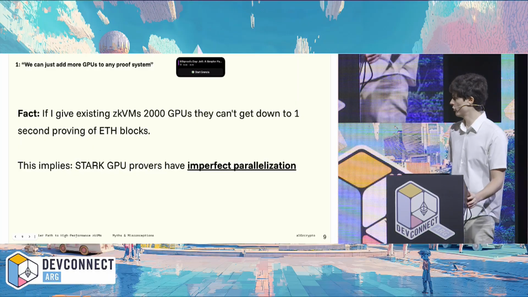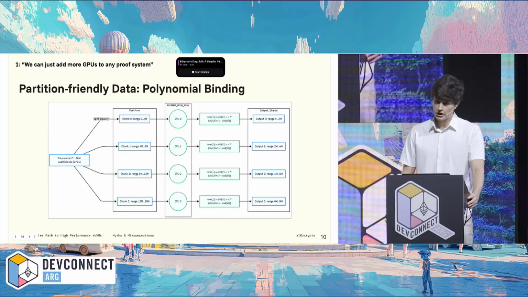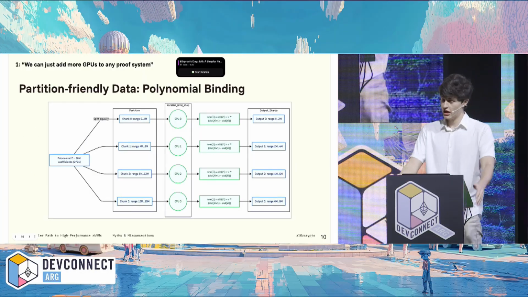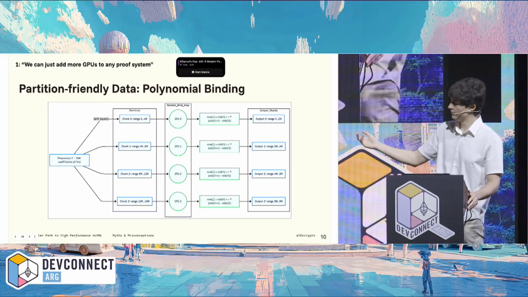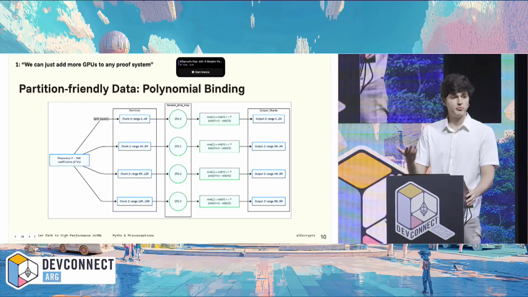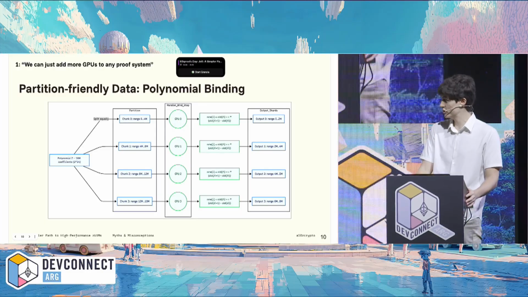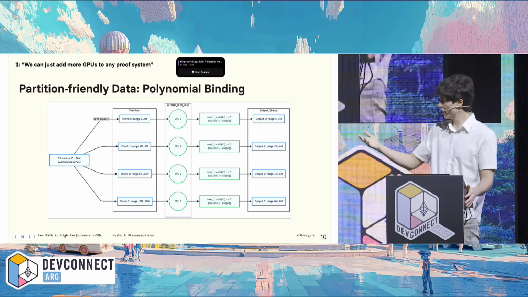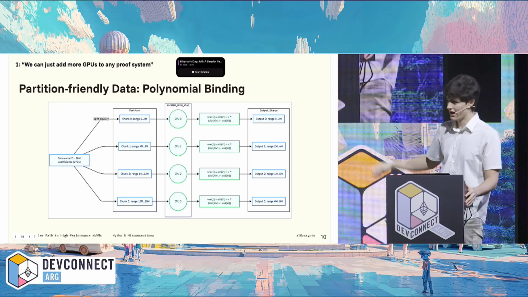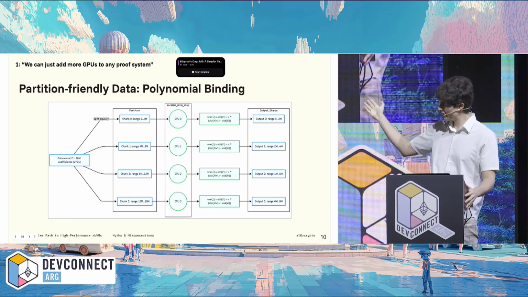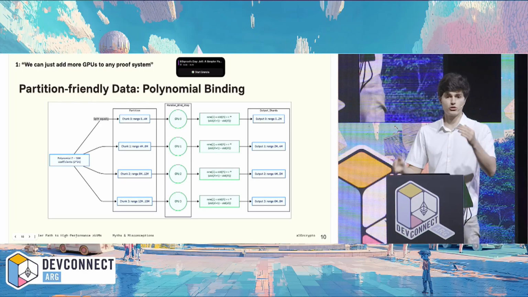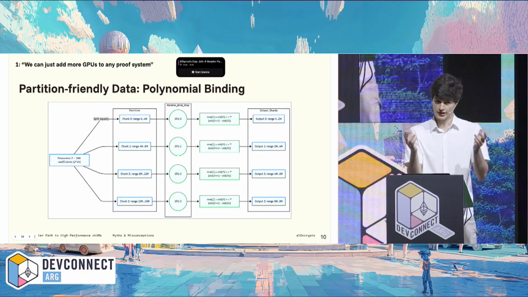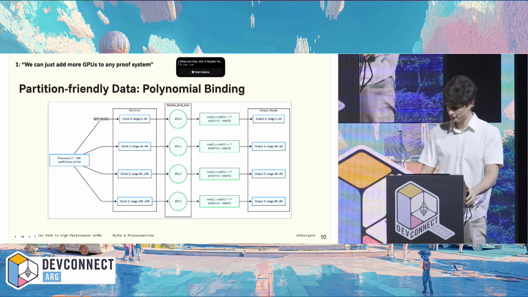We have suboptimal parallelization. Jolt, on the other hand, has this property I will just call partition-friendly data. It's actually very simple. Here I have an example of polynomial binding, a very common operation in Jolt. You can take the coefficients and split them into chunks, like 4 chunks. You put each onto a GPU, and each GPU is very happy and does its own work, with very little latency and cross-communication overhead. So Jolt is very friendly when you take the data structures of proving and split them across multiple cards.